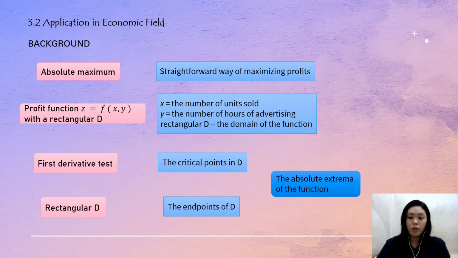My name is Yian, matric number 271316. I'm going to present 3.2, application in the economy field.